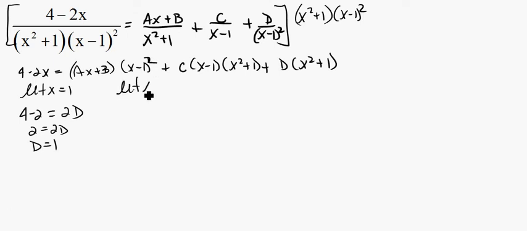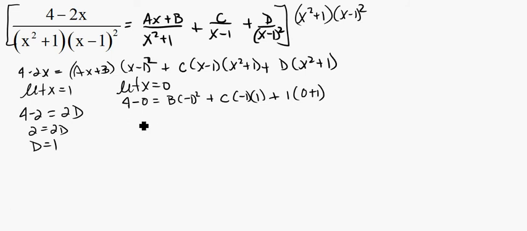1. We can let x equal 0, because that's kind of a nice easy number. I get 4 minus 2 times 0 is 0. And over here I get a times 0 is 0, so I'm just left with b times negative 1 squared. I plug in 0 here, I get negative 1. And I get 0 plus 1 is just 1. And I already know d is equal to 1, so I get 1 times 0 plus 1. So I get 4 equals b minus c plus 1. And so if I bring the 1 over, I get 3 equals b minus c.